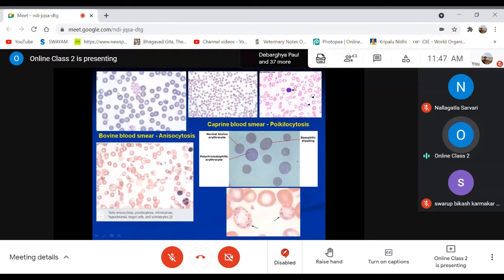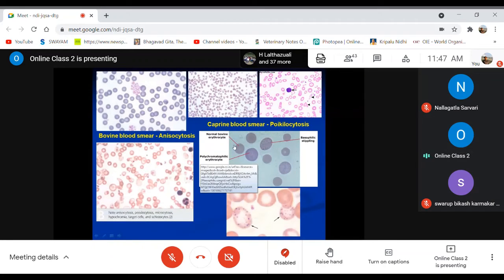Some are large, some are small, some are medium. Then poikilocytosis, different shapes. Some are annular, some are elongated, some are distorted, like different shapes. Then here too, you will find anisocytosis, poikilocytosis, macrocytosis, also hyperchromic, and all this.